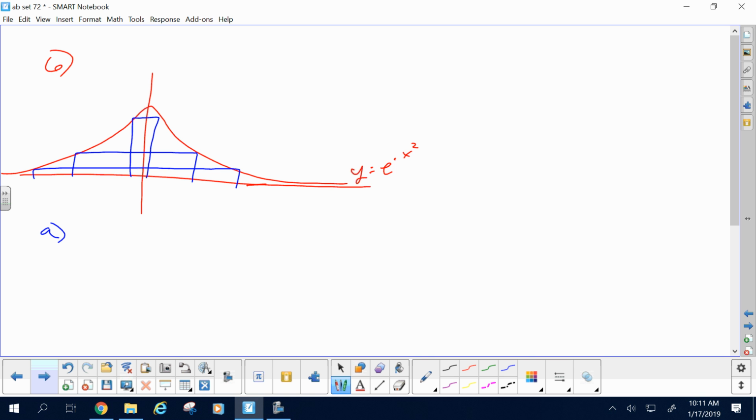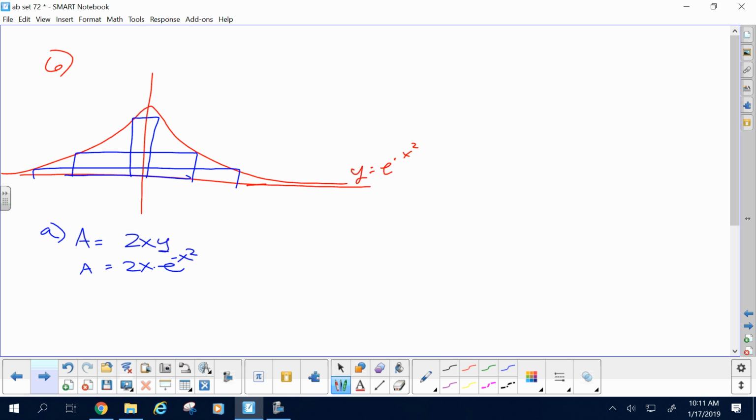A, what's the area of the rectangle in terms of x? So how'd you tackle A? 2x, okay, so that's the base. Usually that's a mistake people make, but Colin did not make that. The base is not x, it's 2x, and the height is y. What can you put in for y? E to the negative x squared, all right?